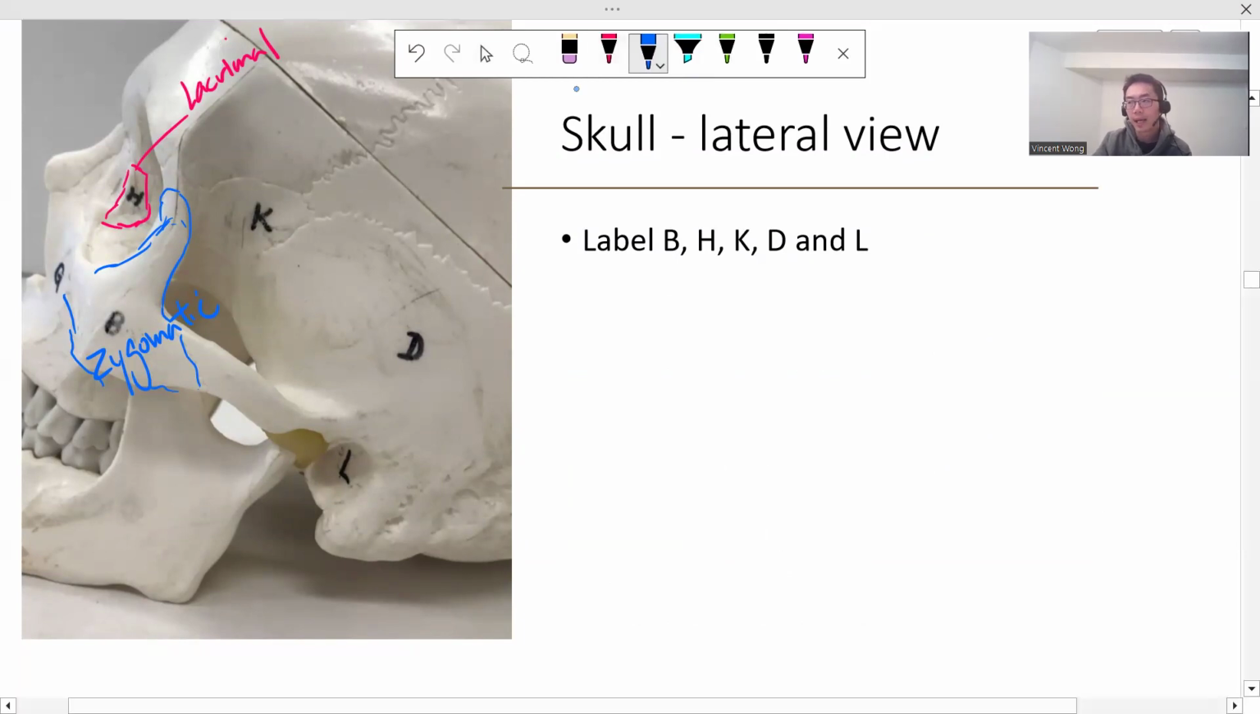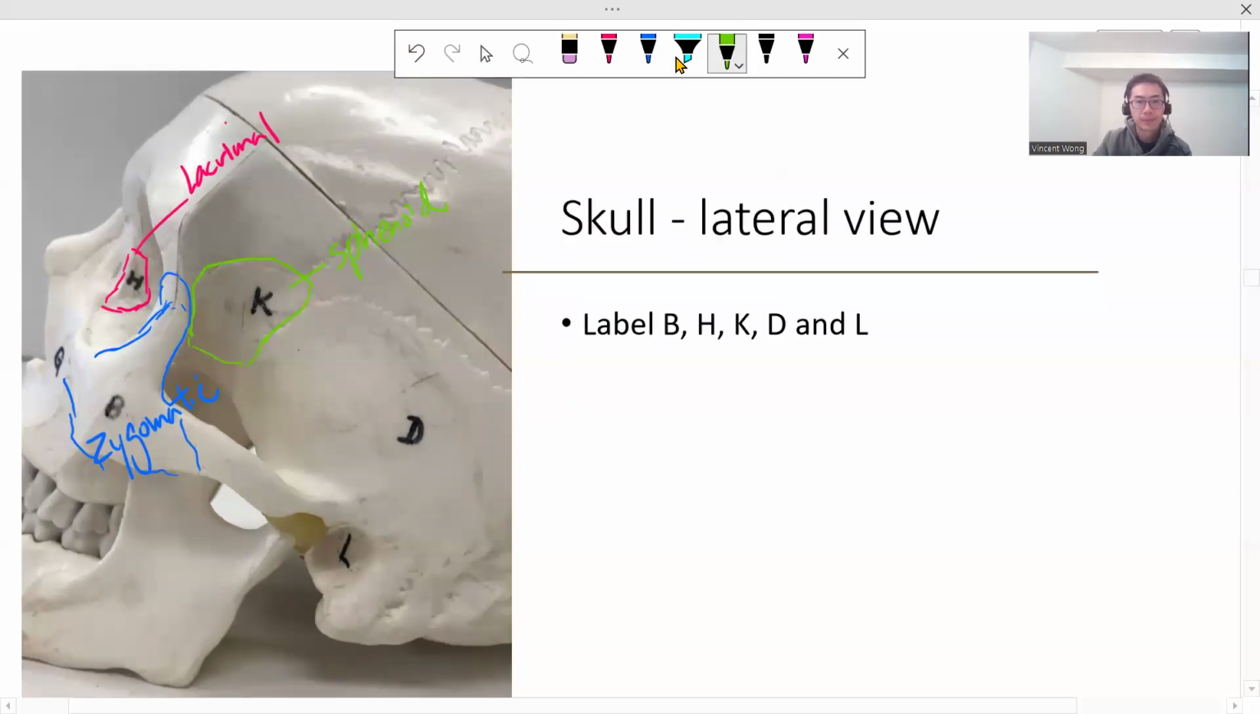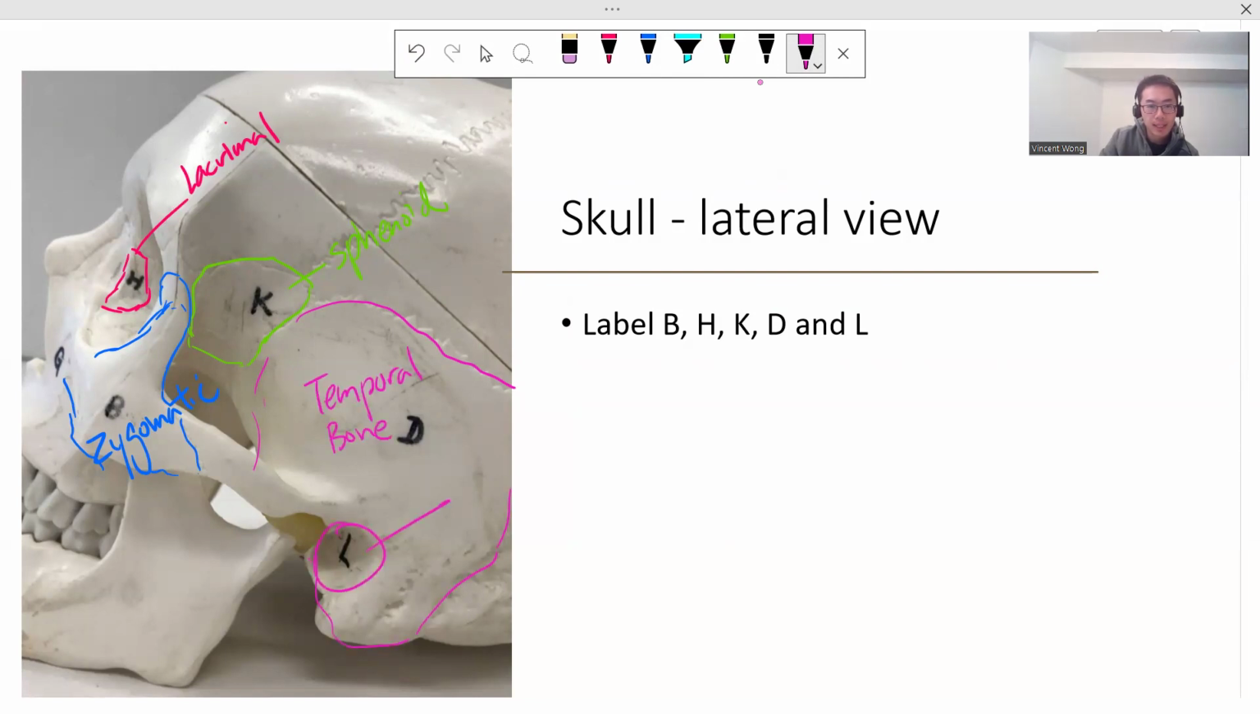Okay, what about K? K is right here. You only see part of it, but it goes through the whole head. Which bone is it? Sphenoid bone. Sphenoid. Okay, D right here. That is the temporal bone. And that actually is the ear canal. The auditory canal, right?